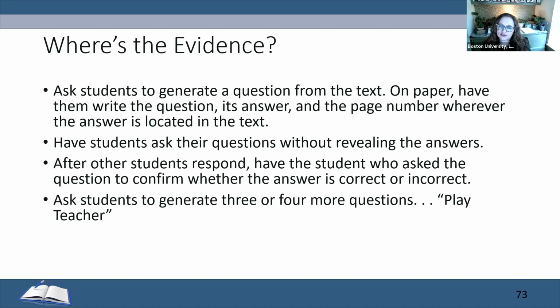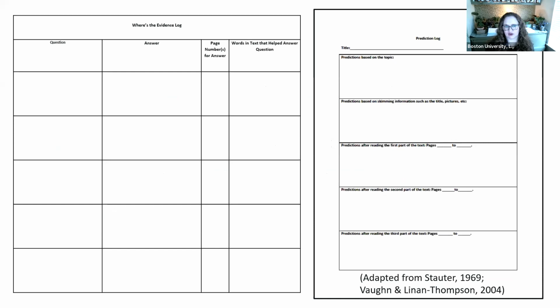By having students write their own questions from the text, answering them and noting the page number, they are in the where's the evidence domain. So just take a look at this, for example. On the left-hand side is what I'm talking about. Call it a where's the evidence log, where students can write that question, the answer, the page number, and look at that far right column, words in the text that help them answer that question.